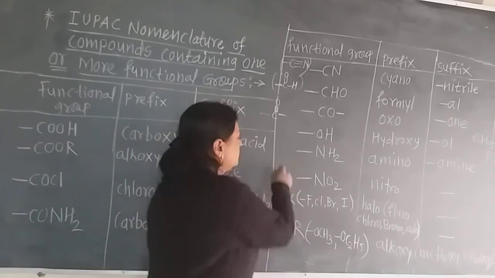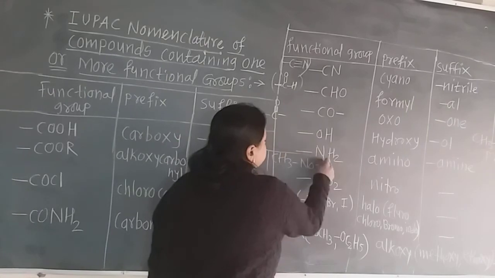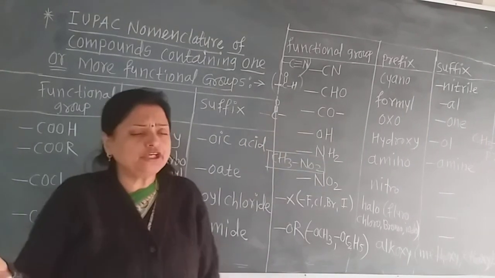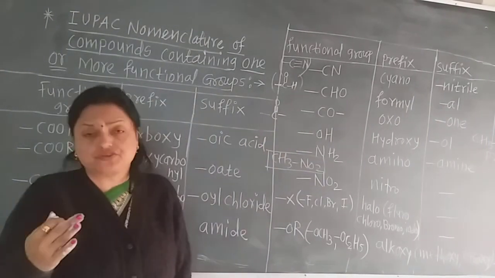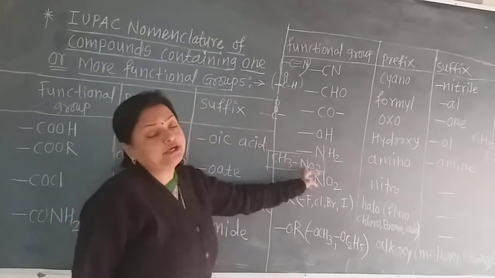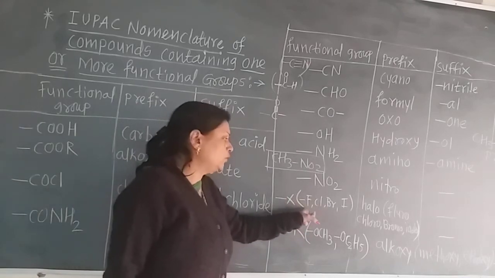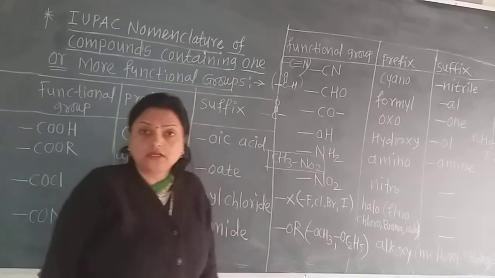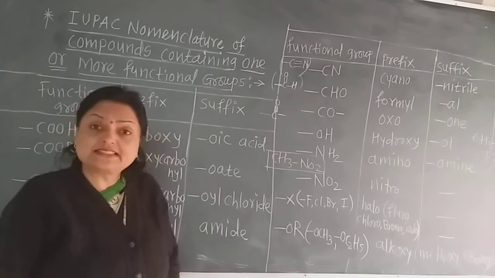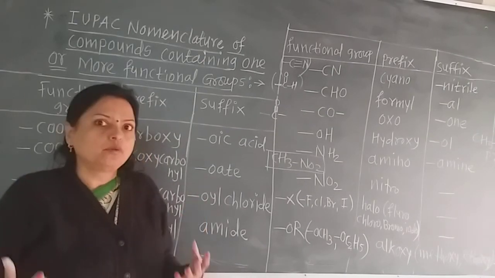So if there is CH3NO2, what do we call that? Nitromethane. So nitro is only used as the prefix, that means the first word prefix. So it is nitromethane, nitroethane, nitropropane in this way. If there is a halogen, any chlorine, bromine, iodine, then the prefix used is generally halo, that means it may be chloro, bromo or iodo.